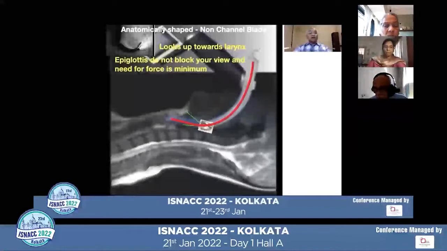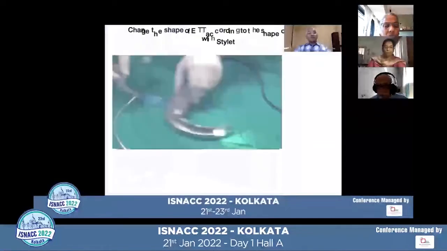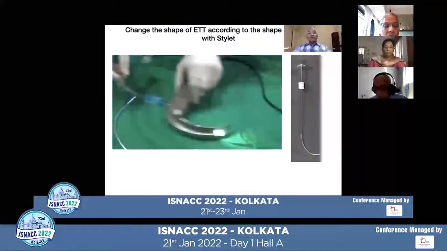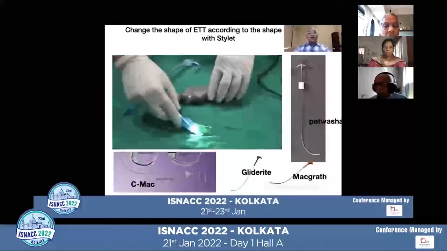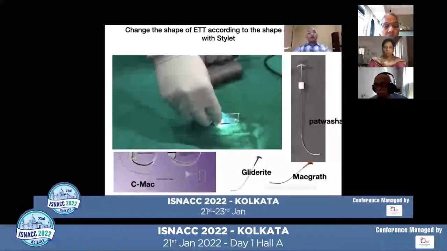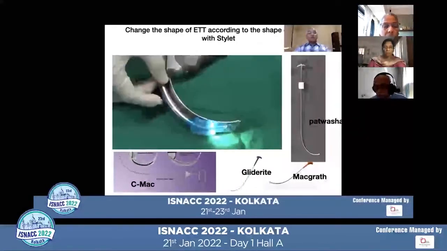But since the angle is hyperangulated, the endotracheal tubes are not shaped like that. You need to change the shape of the endotracheal tube to reach the larynx, with the help of a stylet. The majority of the devices are supplied with their dedicated stylet according to the angle of their blade. But if you don't have one, then you can use a regular stylet, with which you can change the shape of the endotracheal tube according to your blade.